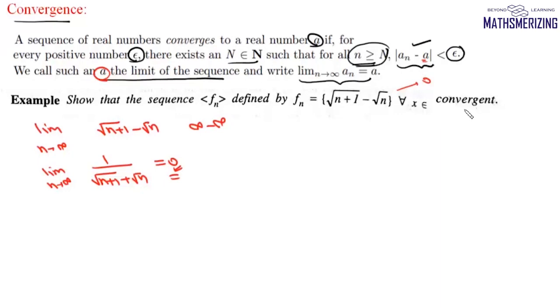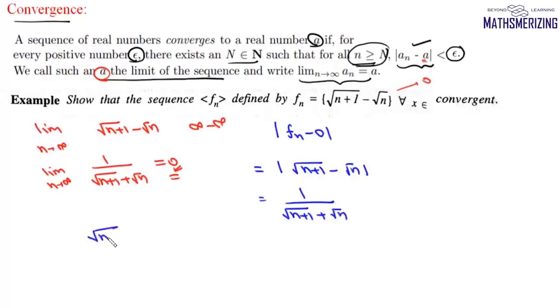Now we can write mod of fn minus 0. Now mod of fn minus 0 will be mod of root of n plus 1 minus root of n. Now what we'll do is we'll rationalize it. We can write this as 1 upon root of n plus 1 plus root of n. Now we know that root of n plus 1 plus root of n is greater than 2 times root n.